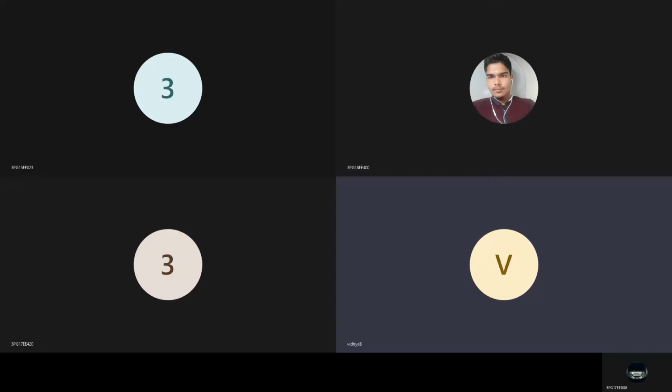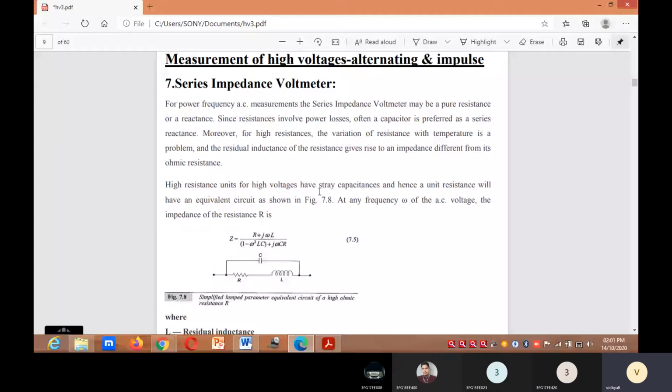Good afternoon. Today we shall discuss measurement of high voltages, alternating and impulse. The first topic is the series impedance voltmeter.